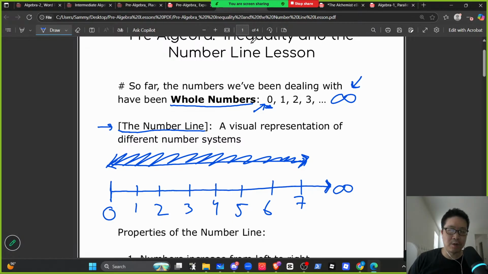Later on, we're going to learn about integers, which are negative numbers that go in the opposite direction of the whole numbers. It goes towards the left, but we're not doing that now. We're just using whole numbers. Therefore, we're starting at 0.